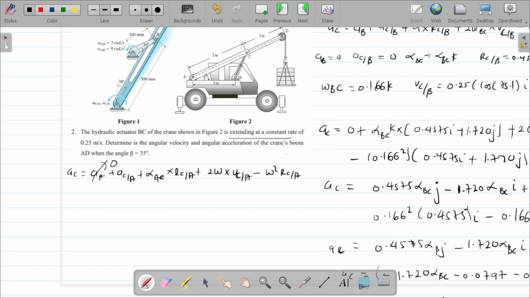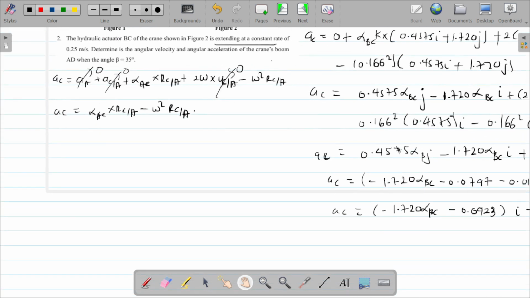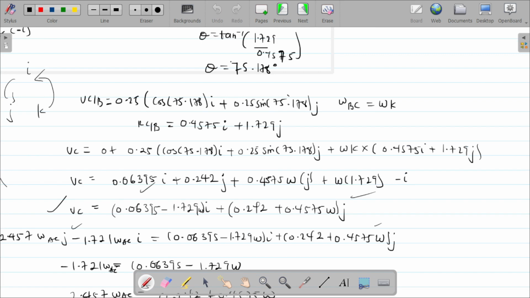There is no acceleration at A, that is 0. There is no translation relative velocity at A, that is 0. There is no translation velocity, that's also 0. So a_C will be equal to alpha AC cross r of C relative A minus omega squared r of C relative A. So alpha AC we don't know, but it's going to be on the K axis or the Z axis, so the direction is K.